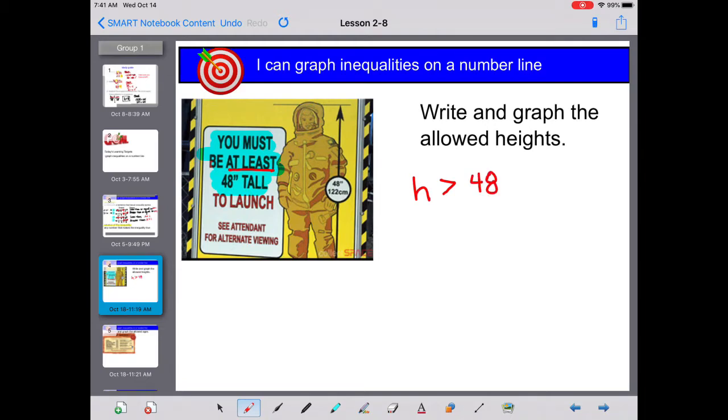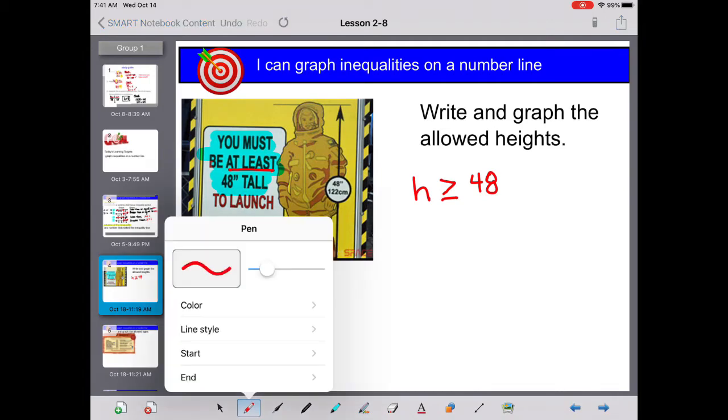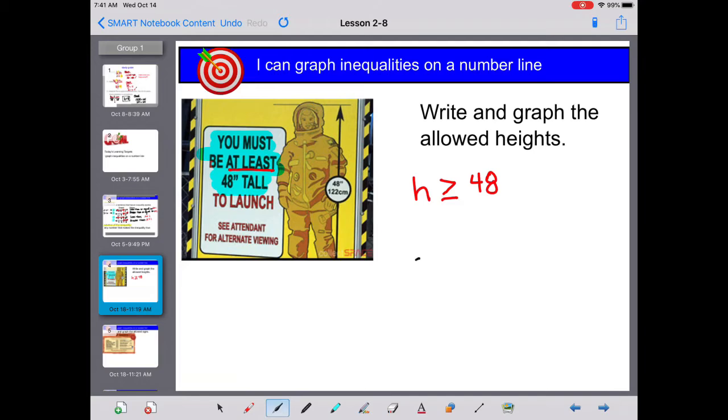However, what about exactly 48 inches? If I was exactly 48 inches, would they allow me to go on the ride? Yes, the answer is yes. That means that I need to include the equal to. So now I've written my inequality. Heights greater than or equal to 48 inches are allowed to go on the ride. Now I need to graph those inequalities on a number line.